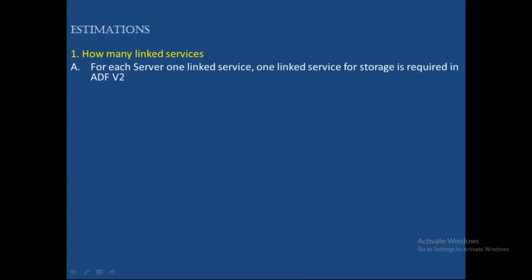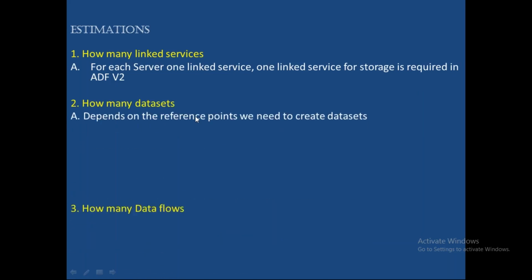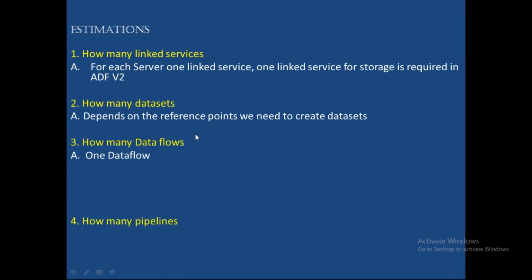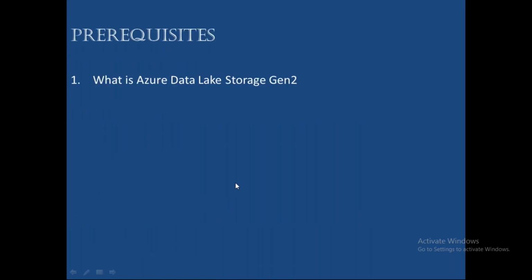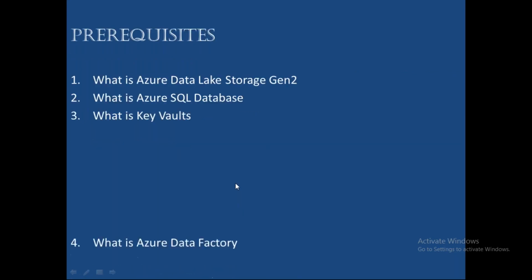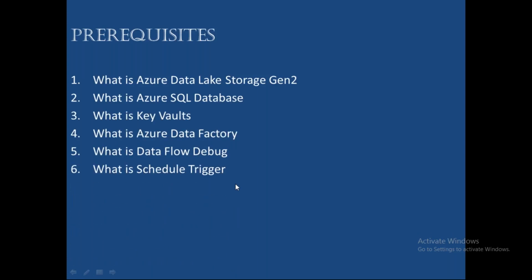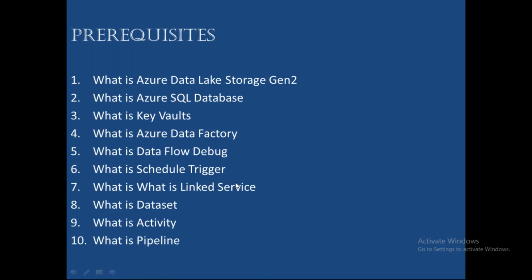For estimations, I'm going to use a SQL database and one data lake storage. So I need a total of two linked services, depending on reference points. We need to create datasets, and I will use one data flow and one pipeline. I'm going to use an Azure IR to dispatch my job on a Databricks cluster. The prerequisites: we should know data lake storage Gen2, SQL database, Key Vault, Azure Data Factory, data flow debug, schedule, trigger, linked service, dataset, activity and pipeline.